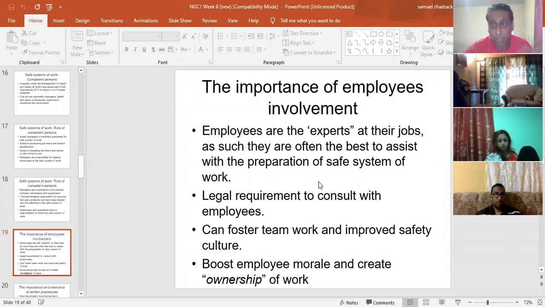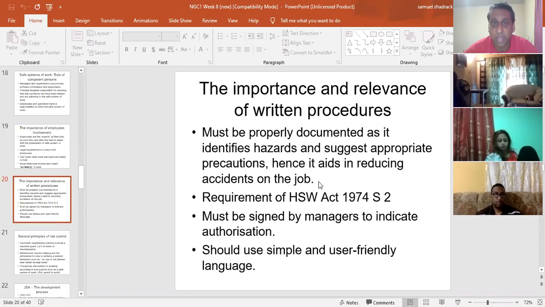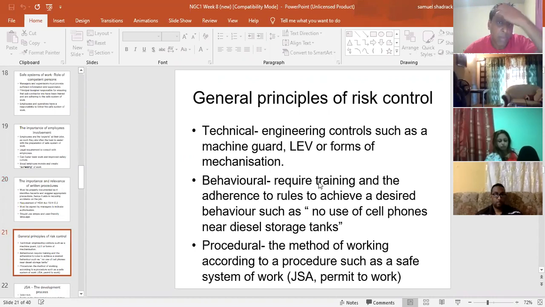And the little point is that a JSA is not done by one person, but by a team of personnel, right? So we mentioned the three forms of controls: technical, behavioral, procedural. You should know that JSAs fall under procedural. So this is a given anyway, right?